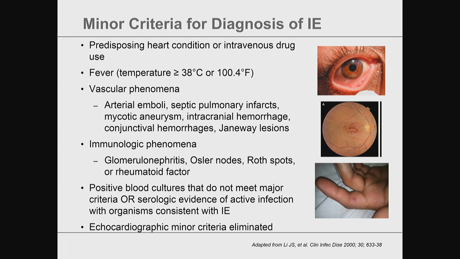Another minor criteria is having positive blood cultures that do not meet the major criteria, or serologic evidence of active infection with organisms consistent with infective endocarditis. Another minor criteria is echo, minor criteria eliminated.